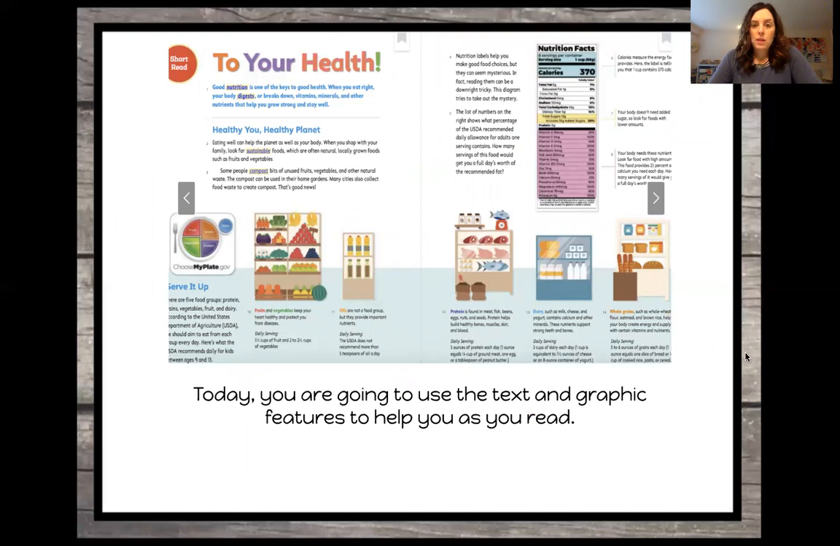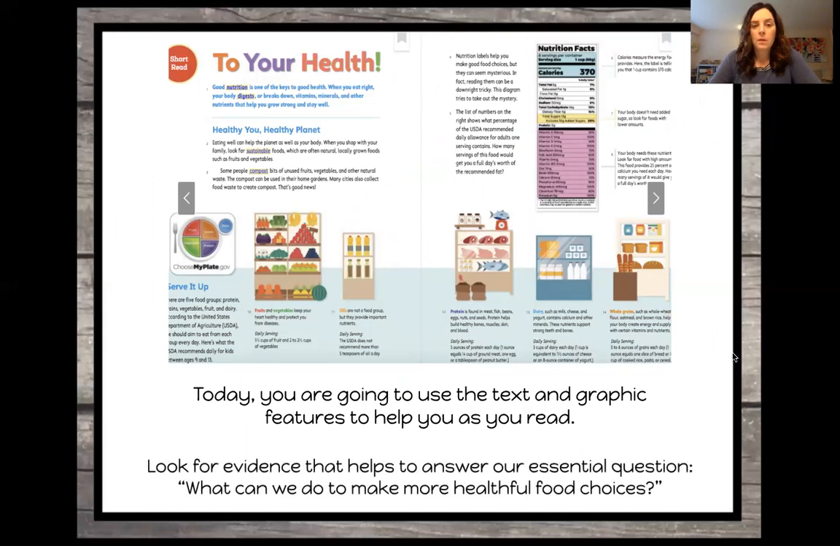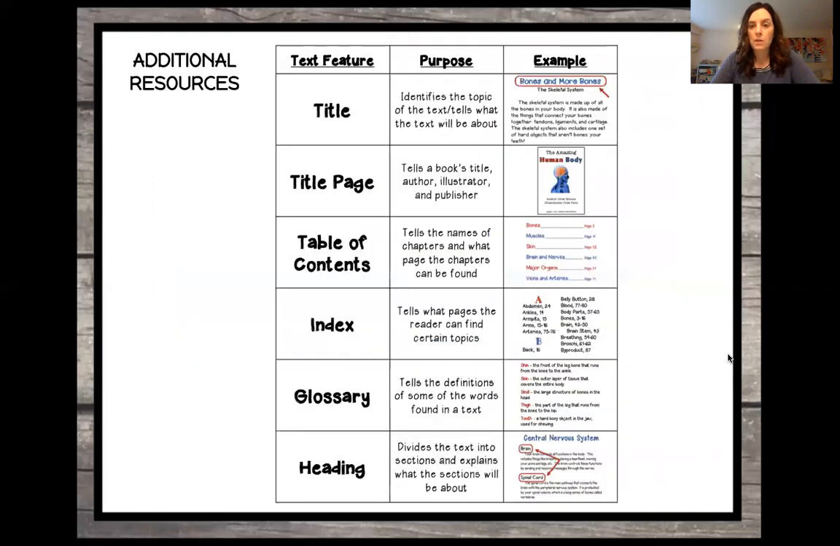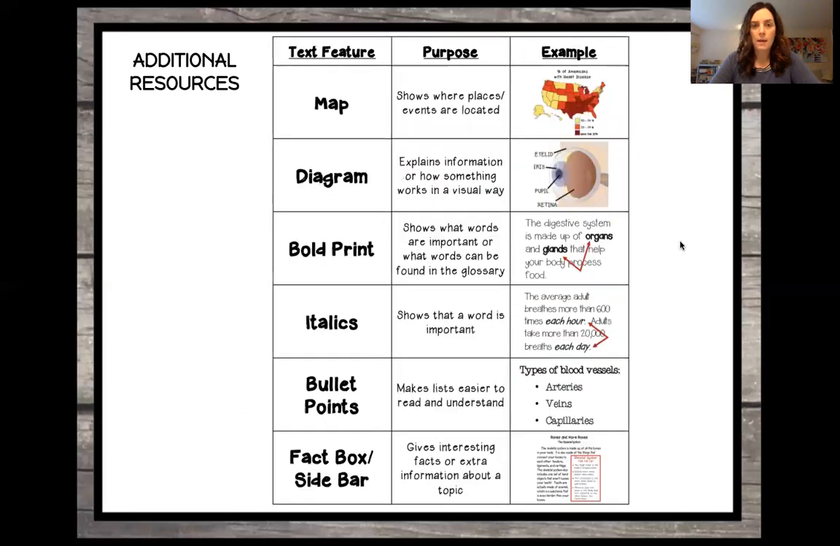Today, you're going to use these text and graphic features to help you as you read. So I want you to look for evidence that helps to answer our essential question, what can we do to make more healthful food choices? Here's some additional resources for you. This is a list of all of the different nonfiction text features. It has the text feature, the definition, and the example. So there is this page, and this page.